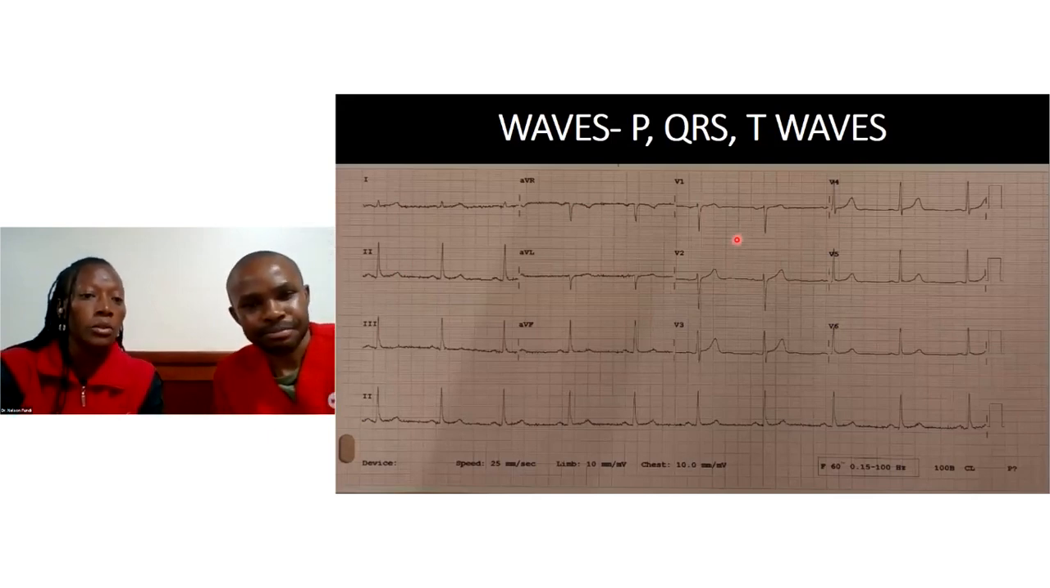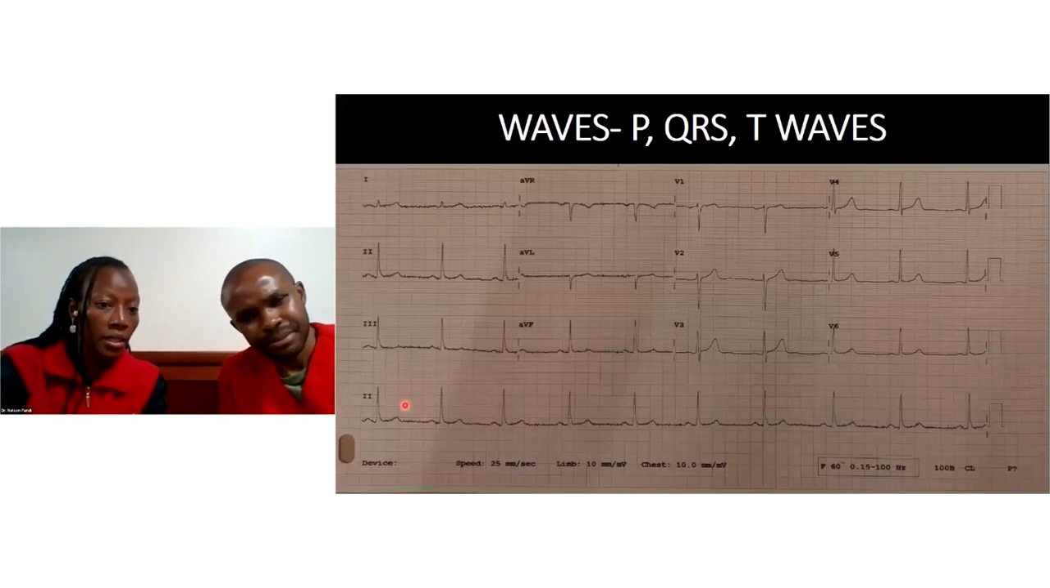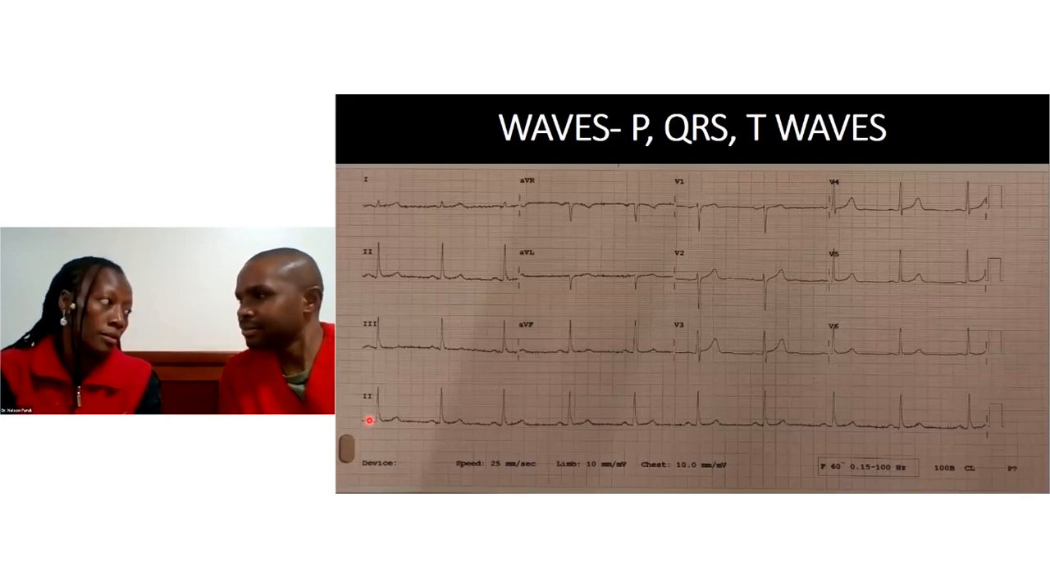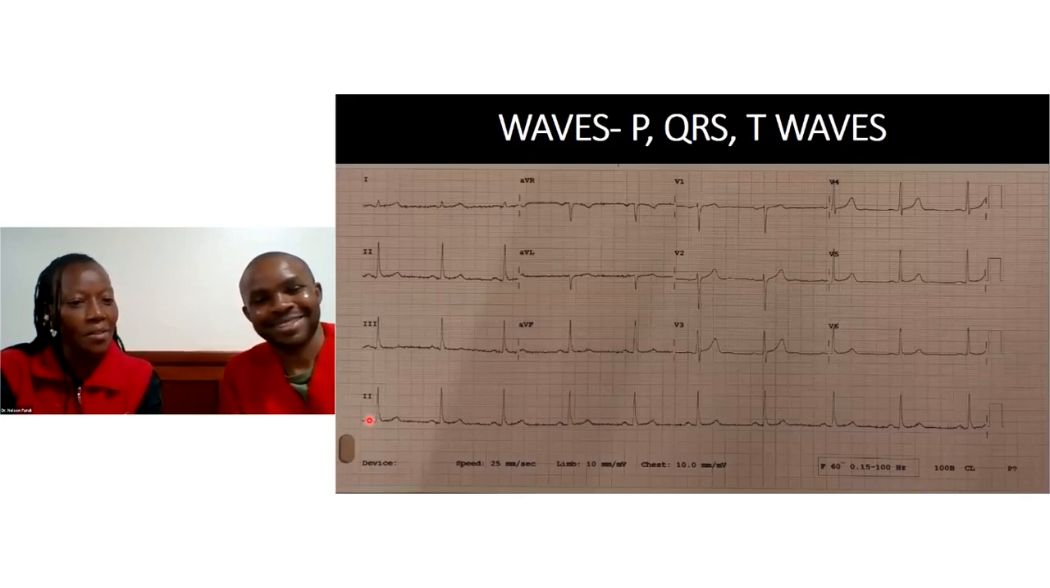Especially so because we also appreciate that it is not more than 3 small boxes wide. It should not be more than 3 small boxes wide, and it should not be more than 2 small boxes tall. So it's a normal P wave.